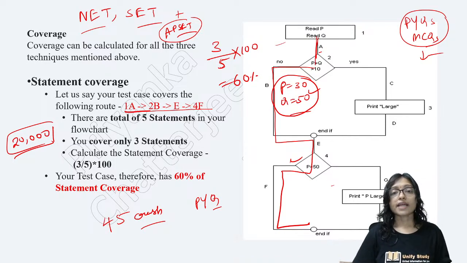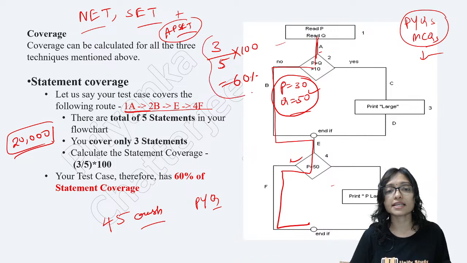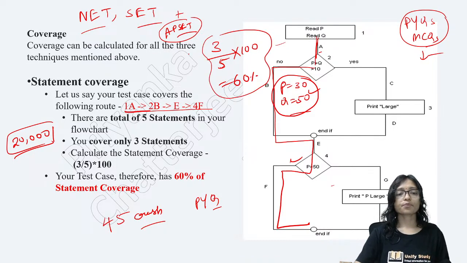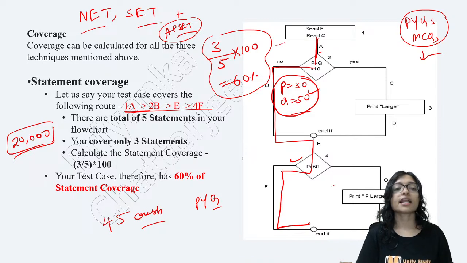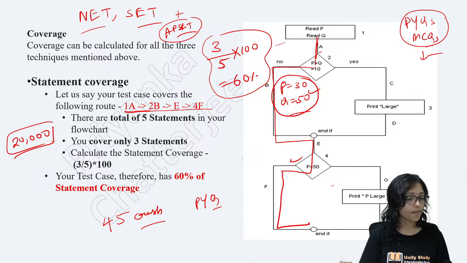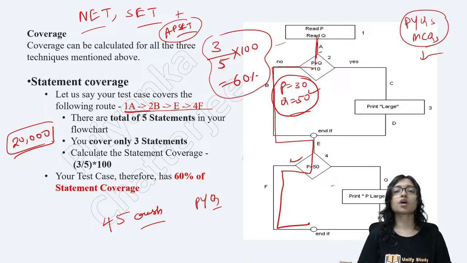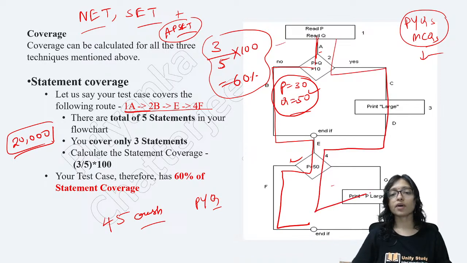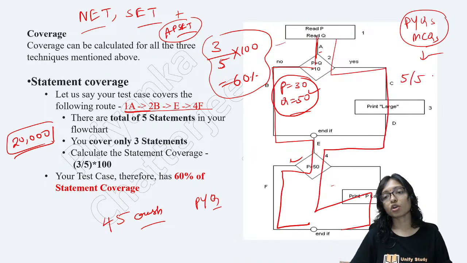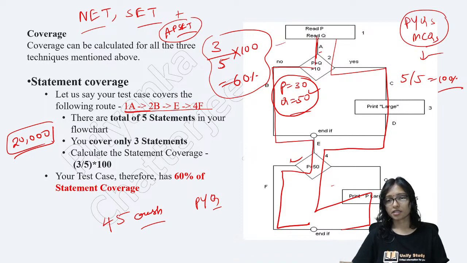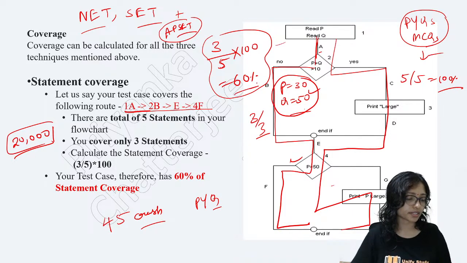Yes. So that's why here it is 60%. Is this 60% clear? Why is it 60%? Out of how many statements you are able to cover how many statements? When you are covering this path, then ultimately you are covering all, that is 5 out of 5. That's why it is 100%. But here you are covering 3 out of 5. That's why it is 60%.